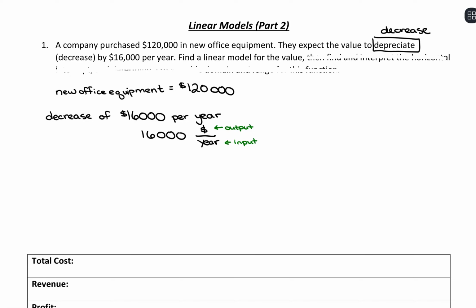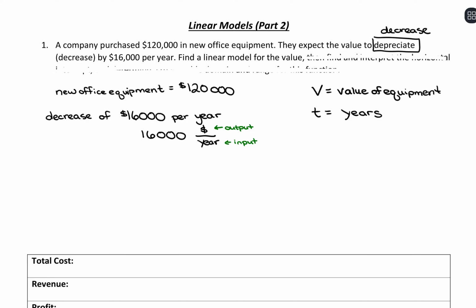So we're going to need two variables. We're going to have a variable representing the value of the office equipment. So let's go ahead and use V for value, the value of equipment. And then T is going to represent the amount of time in years, so the number of years that have passed. Okay, so the value of this equipment is going to start at $120,000, and then we're going to be taking $16,000 away from that each year.